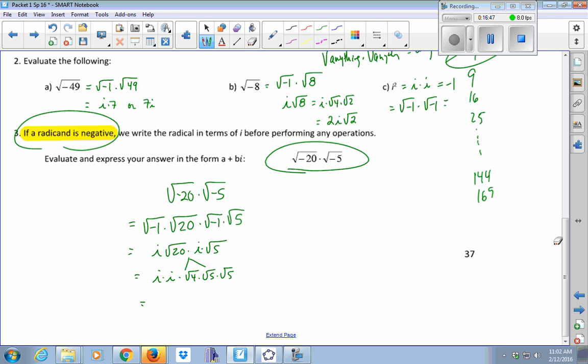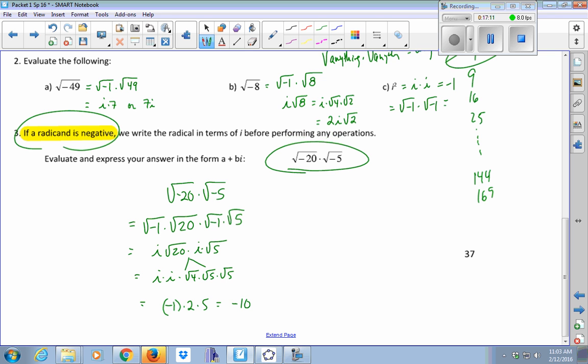Negative 1. I squared is negative 1. The square root of 4 is 2. The square root of 5 times the square root of 5? The square root of 25, if you want. See, you can say that now. The square root of any number times the square root of that number is the number itself, 5. So my answer here is negative 10.